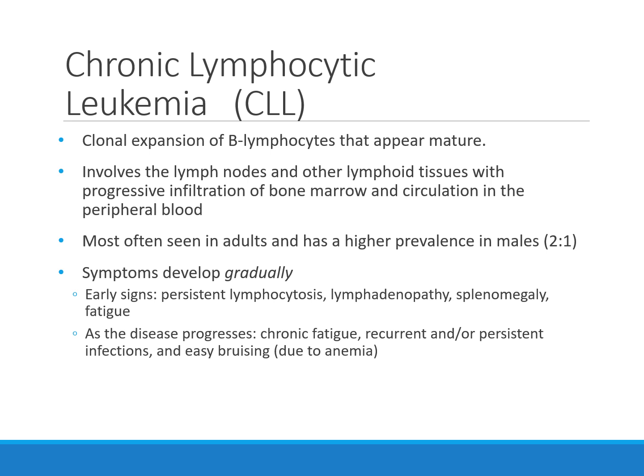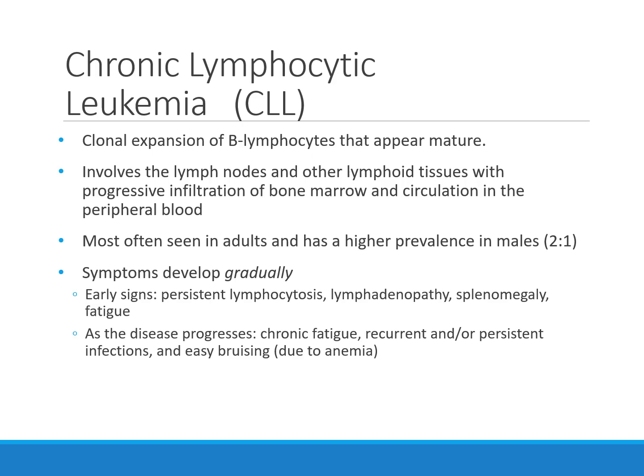And if we have an overproliferation of them, we're going to see signs of lymphadenopathy or swollen lymph nodes, splenomegaly, so our spleen is also a lymphoid tissue, fatigue, and then our other early signs will be a persistent lymphocytosis, which, as you know, is just an increased or an abnormally high lymphocyte percentage.